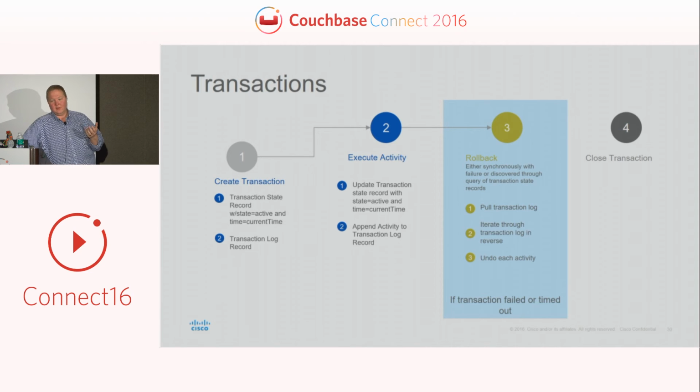There are other scenarios in which you're doing a query to discover that it timed out. You're doing a maintenance job to discover everything that timed out. Then you pull the transaction log, iterate through the transaction logs in reverse, and undo each activity. And then close out the transaction, whether it's successful or whether you had to roll back, by simply deleting the two records that you created.